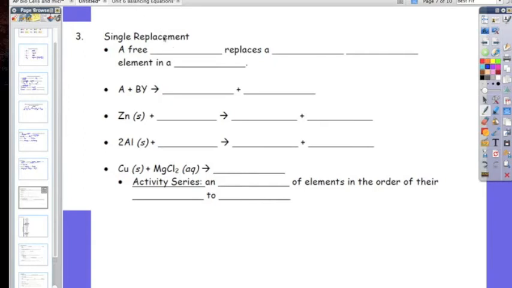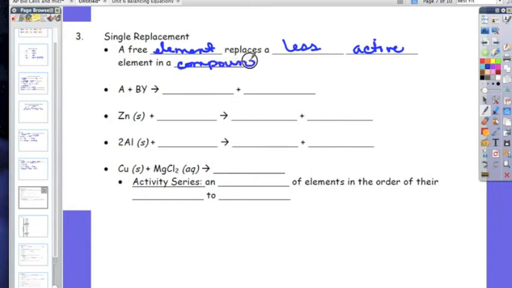For a single replacement reaction, what happens is a free element, which means it's not a compound, replaces a less active element in a compound. So what it would look like is, here's the free element, here's the compound, and A is going to replace B. It kind of jumps in there and kicks it off. So you end up with B by itself, and then A joins Y as the compound.